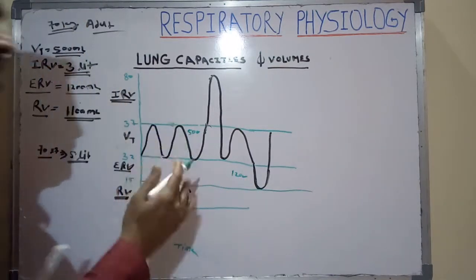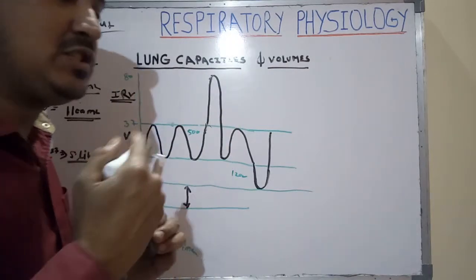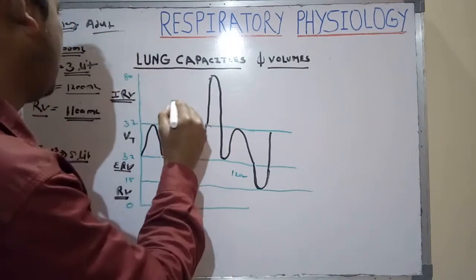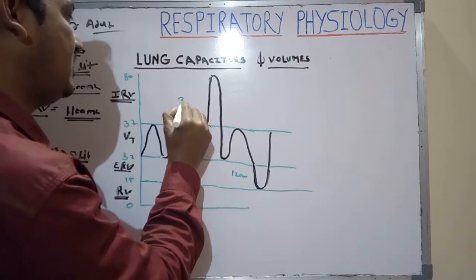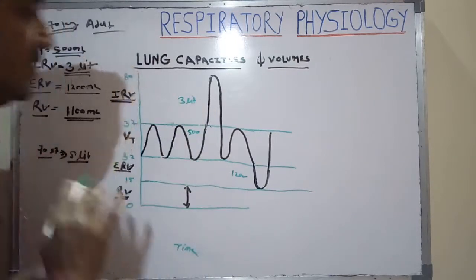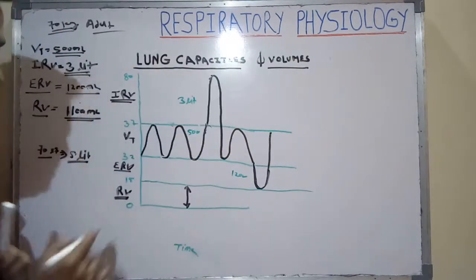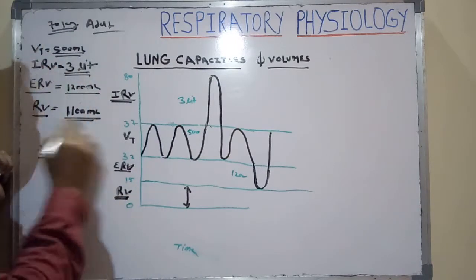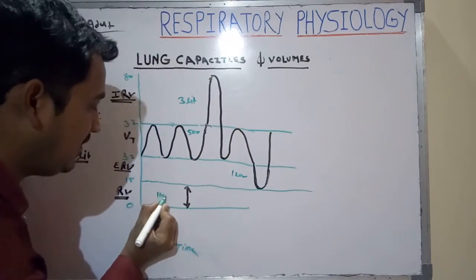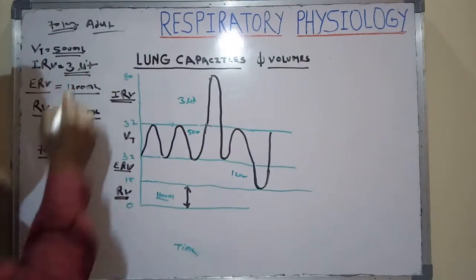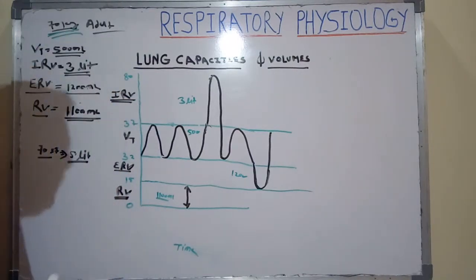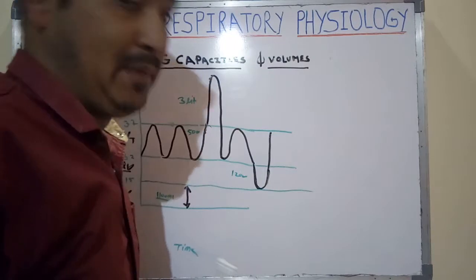And inspiratory, that is additional inspiration even after inspiring normally, that gives 3 liter. That is around 3 liter. Fine. So these are volumes that can be measured. Even residual volume has a value of 1100 ml for a 70 kg adult. Okay. Now let's go to some capacities.